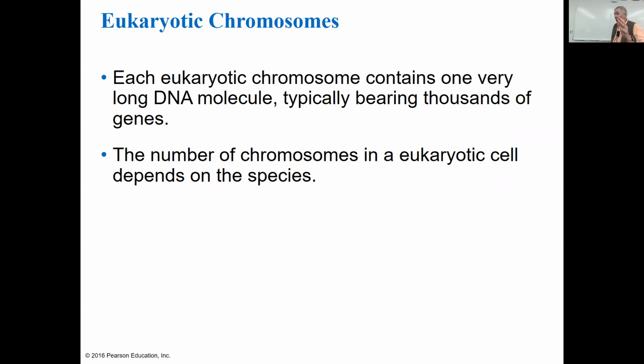The number of chromosomes in a eukaryotic cell depends on the species. Our number is 46. If you were a chimpanzee, it would be 48. If you're an onion, it would be 8. I think if you're a fruit fly, it's 4. It's always even. Why is it always even? Because in sexually reproducing organisms, they always get the same number of chromosomes from dad as from mom. So you put those together, it's always an even number.